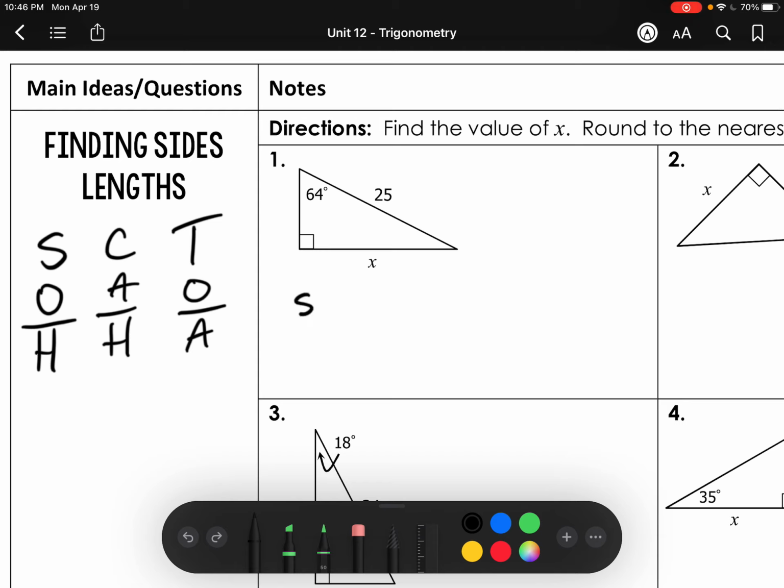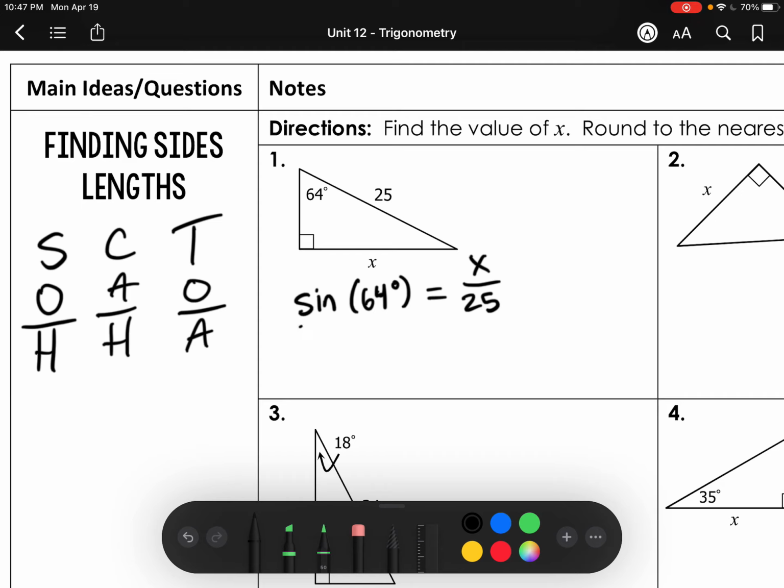I'm going to write sine of theta, and remember theta represents the angle, so I'm going to replace theta with 64 degrees, is equal to the trig ratio, opposite over hypotenuse. So opposite is x, and hypotenuse is 25. So sine of 64 degrees is equal to x over 25. Now we need to solve for x.